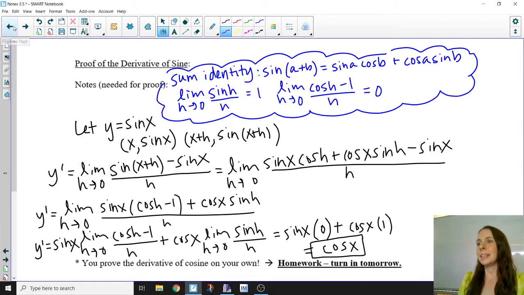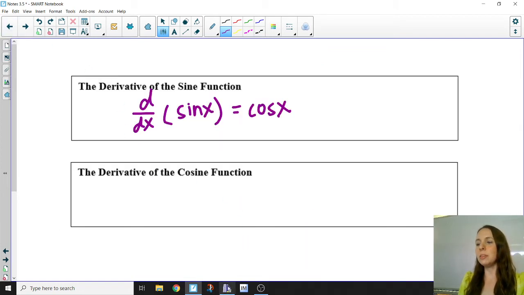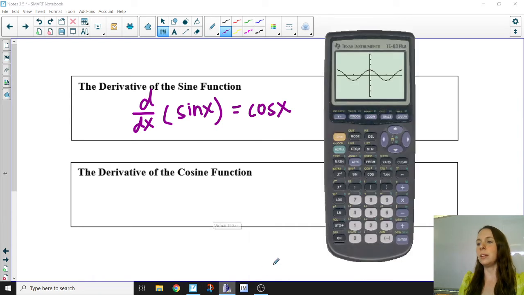Okay. Next, what's the derivative of cosine? If the derivative of sine is cosine, is the derivative of cosine sine? Well, let's check it out. We can go back into y1 and change those sines to cosines to approximate the derivative of cosine with a graph. What we hope to see is the graph of sine. We see a wave that looks like the sine wave here, right?